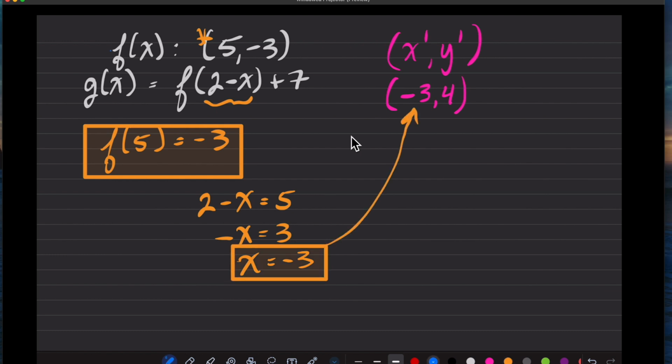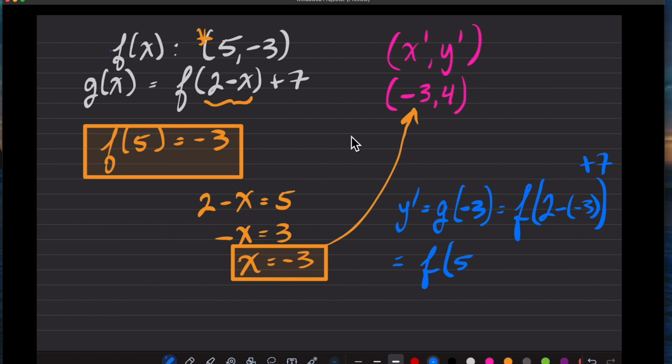Now, to get the new y, our y prime is going to equal g of the new x, which is negative 3. So we're going to plug in negative 3 into g. So that's going to give us f of 2 minus negative 3 plus 7. It's going to equal f of 5 plus 7. Folks, we know what f of 5 is. F of 5 is negative 3. Negative 3 plus 7 equals positive 4, and that matches.